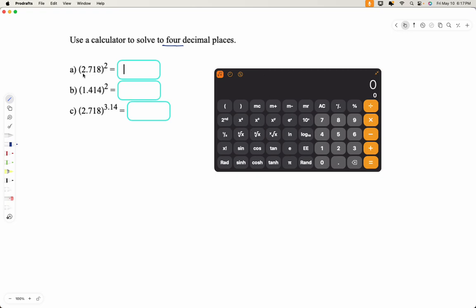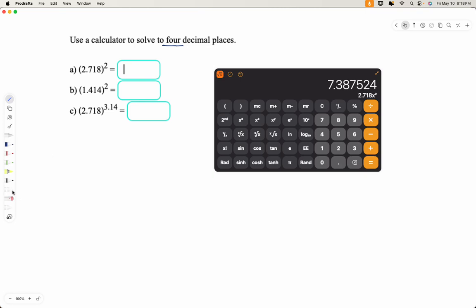And all I'm going to do is type this number in and put it to the exponent of 2. So 2.718 exponent of 2. And it's 7.3875. That's the 4th decimal point. This is the next one. The 5th one is a 2. If it's a 2, it does not round this number up. So we stop right here, 7.3875. That's what I'm going to write right here.